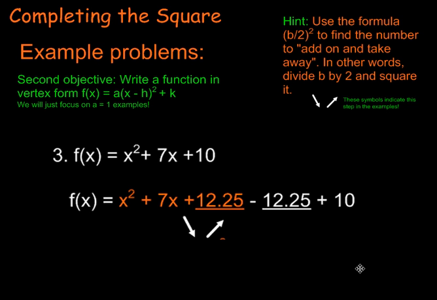So in this one, 7 divided by 2 is 3.5. Square that, you get 12.25. We're going to add 12.25, take 12.25 away, so we're adding 0, a special 0. The items in orange become x plus 3.5 squared, and the numbers at the end become minus 2.25.